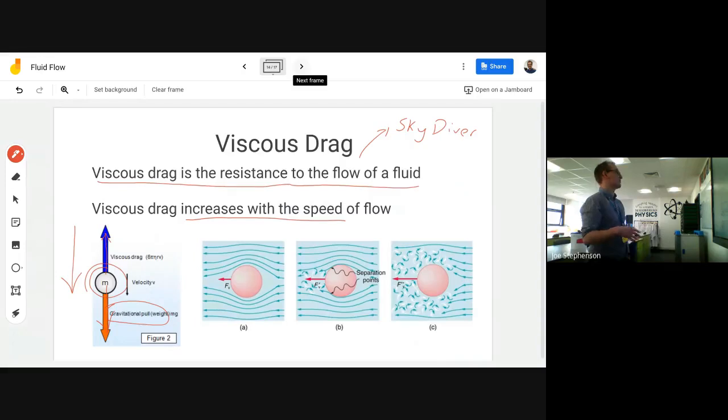Okay, so it's really important to understand then what we mean by viscous drag. And it's the viscous drag that makes the substance viscous in that particular sense.